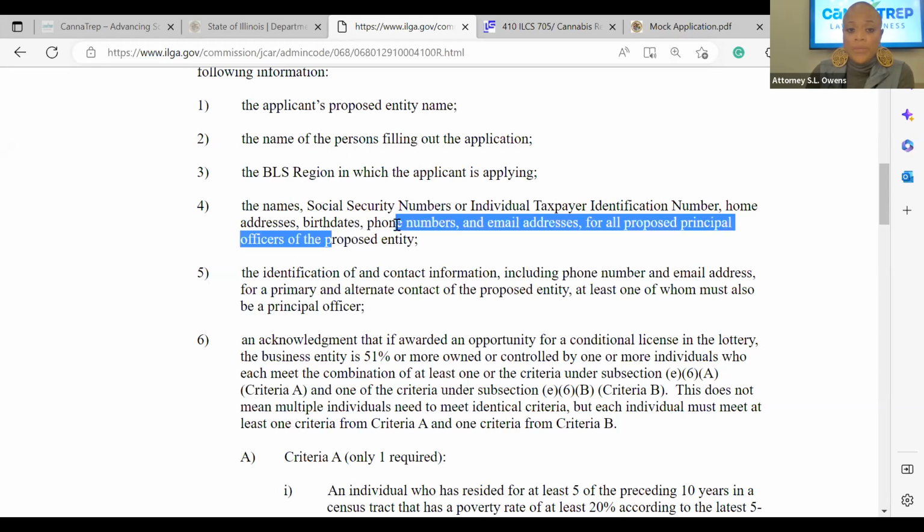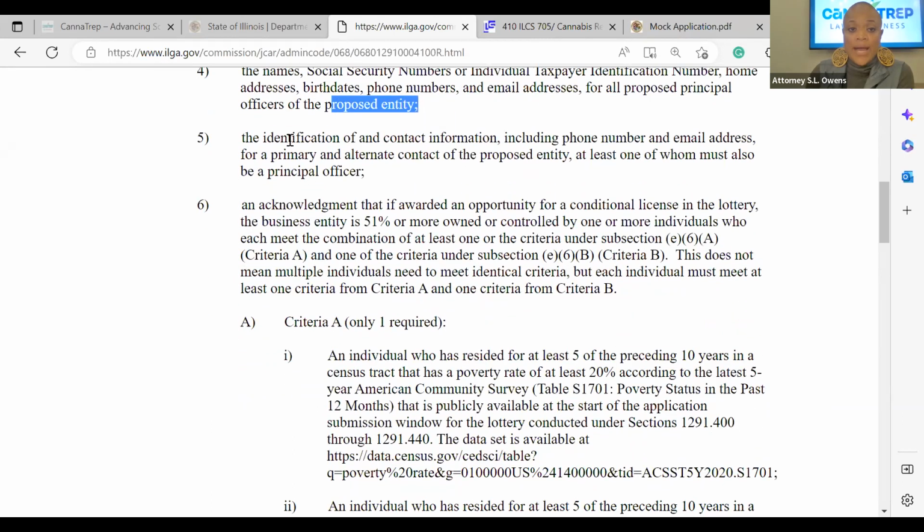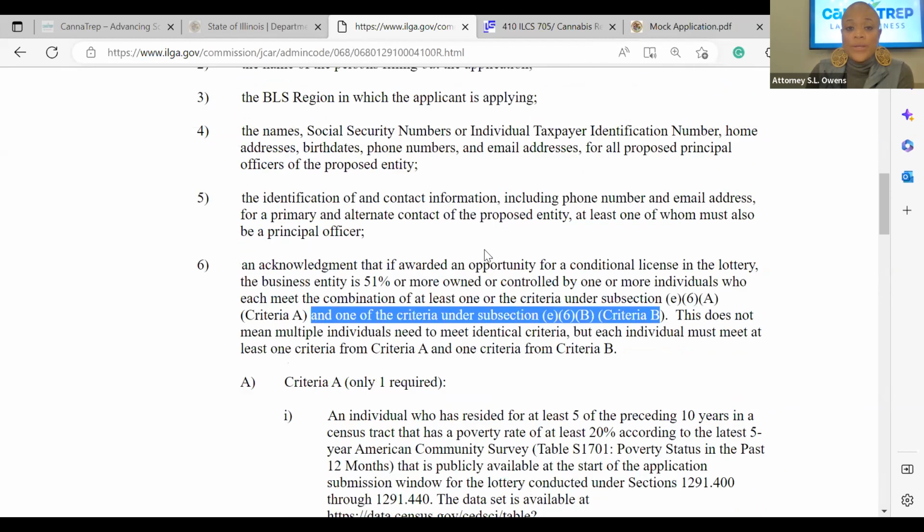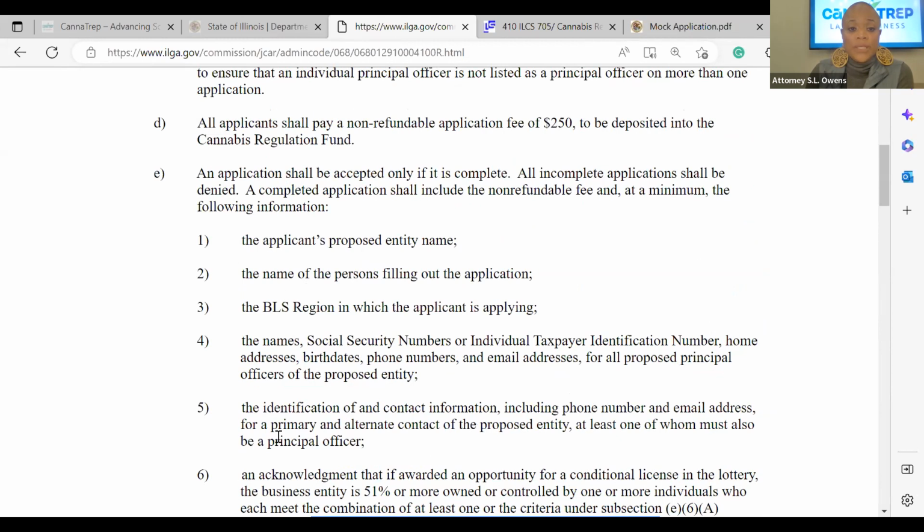of the proposed entity. That's the company in your case that you're saying you want to form if you don't have it formed yet. The identification of and contact information, including phone numbers, email addresses for primary and alternate contact of the proposed entity, at least one of whom must also be a principal officer. An acknowledgement that if awarded an opportunity for a license, the business entity is 51% or more owned or controlled by one or more individuals who each meet the combination of at least one, this is an error, of the criteria under subsection E6A, criteria A, and one of the criteria under subsection E6B, criteria B. Nowhere in here does it say the entity has to be formed in this rule. So to answer your question, no, you don't have to have it. Can I enter the lottery through a social equity program as an individual without having a company set up? Yes. Nothing in the rules is prohibiting that.